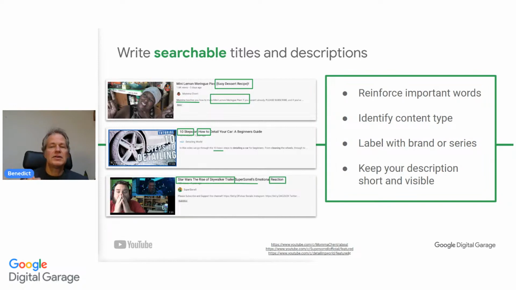And then identify content types, so that it's clear what your video is about. How to, for example: what are the 10 steps, how to, easy recipe, reaction time. Label with brand or series if needed. So who's done this? Mama Cherry in the description, Super Sorrel in the title, for example, these different ones.